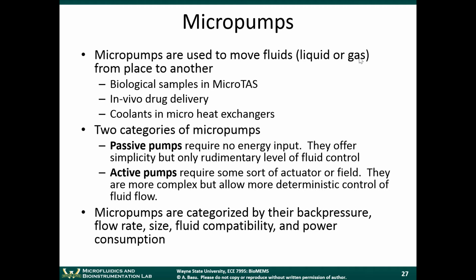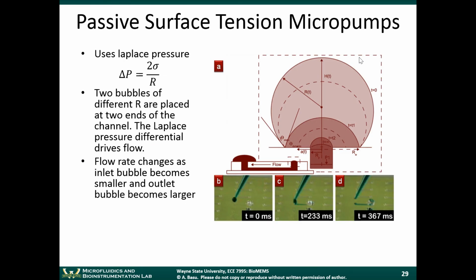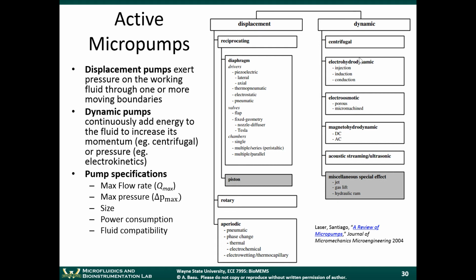The passive micropumps are the ones that require no energy input, and the couple examples we gave on that were the pumps that were based on capillarity. Just the capillary action of liquids. The surface tension force is what pushes the liquids through the channel, rather pulls the liquid through the channel. Okay, there's two types of surface tension driven micropumps. But a lot of the pumps you'll see in the literature are what's called the active micropumps.